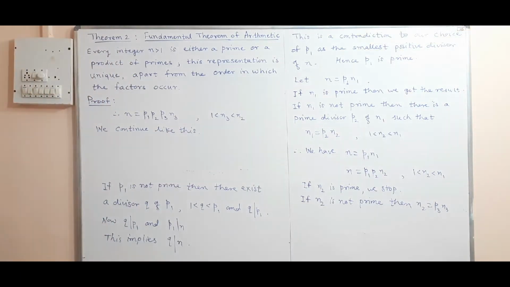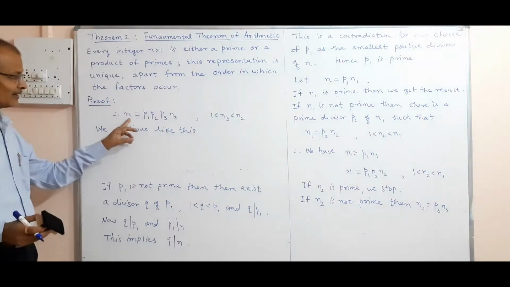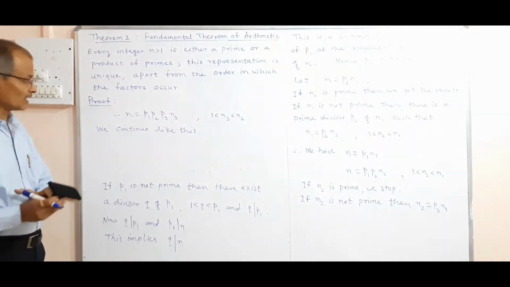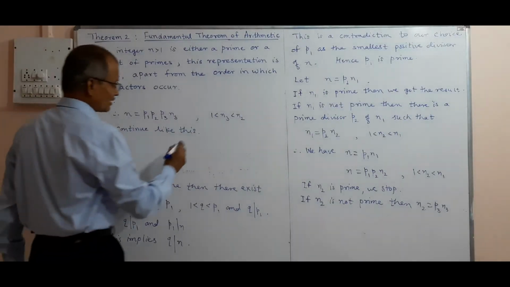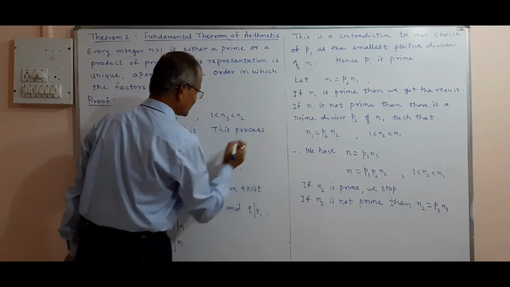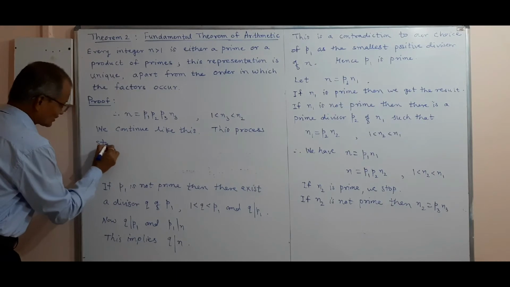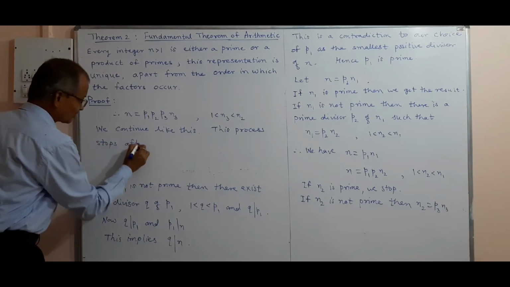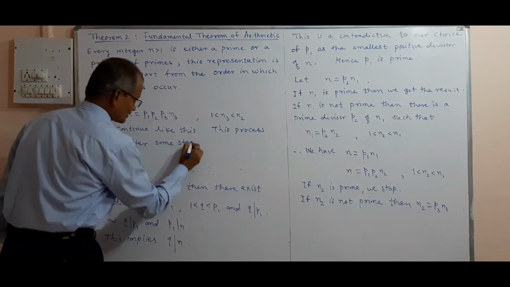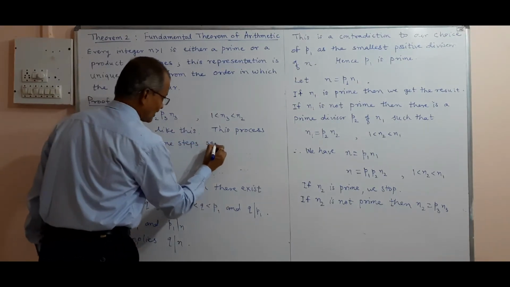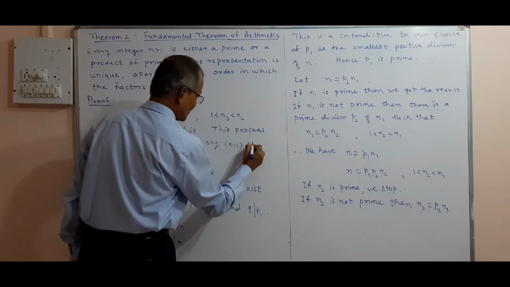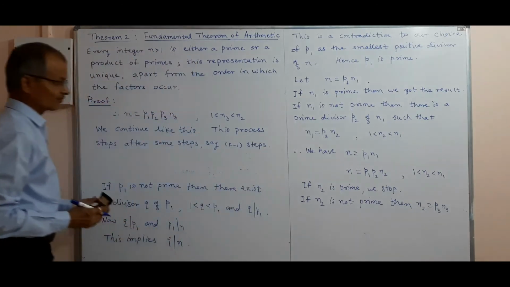But this must stop, because N is finite and every time we get smaller and smaller factors. Therefore, this process of factoring stops after some steps. Say it stops after k minus 1 steps.